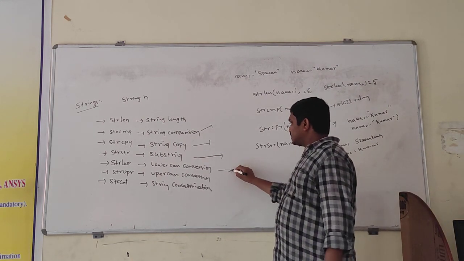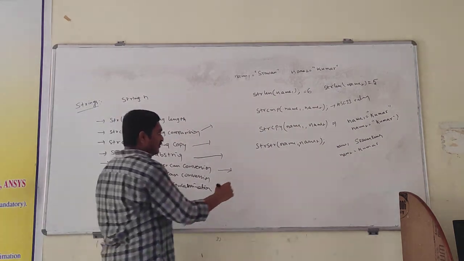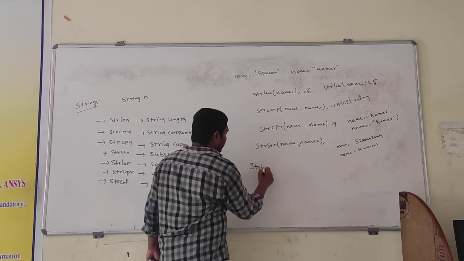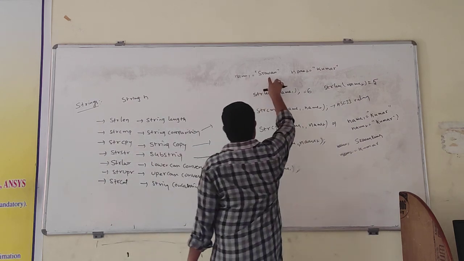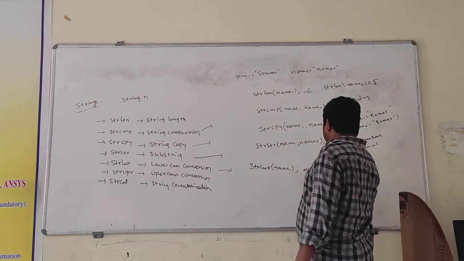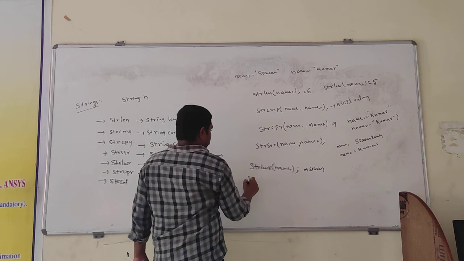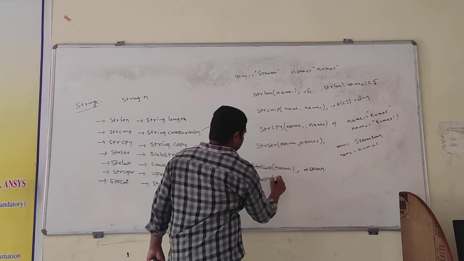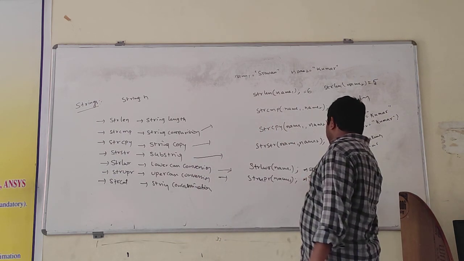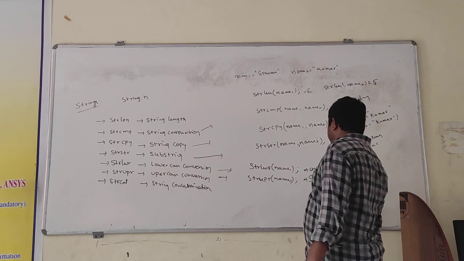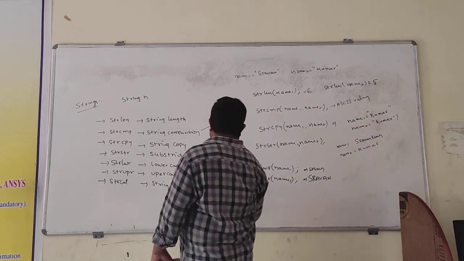Next, strlwr. It converts the string into lowercase. strlwr of name 1. Okay. For example, here the name 1 is Shravan, then it converts all into lowercase letters. Vice versa, strupr, uppercase. strupr name 1. Then it converts all the characters into uppercase. Okay. So strcat, string concatenation.